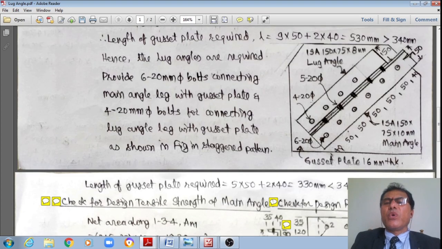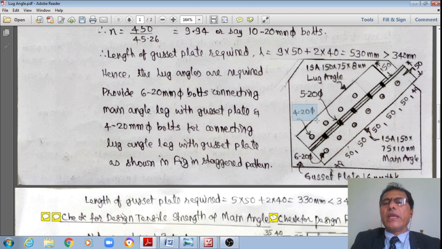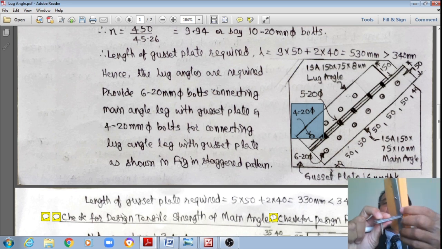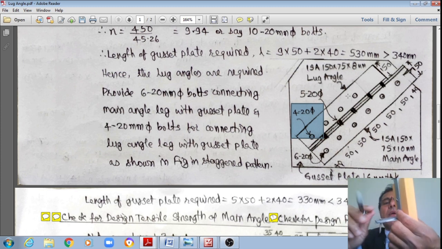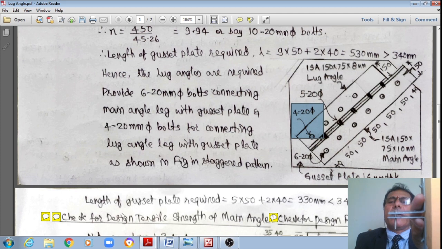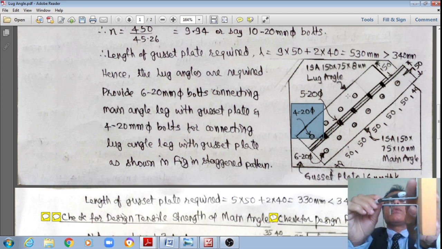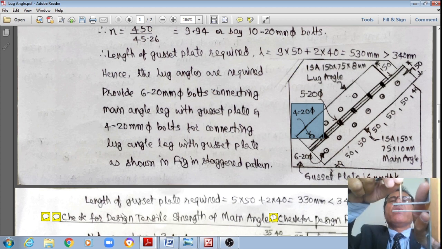Therefore, just now I got, provide 20 mm dia bolts, like this, 1 2 3 4, connecting the connected leg of the lug angle to the top of the gusset plate, student, like this here. Whereas also provide 5 bolts connecting the outstanding leg of the main angle to the outstanding leg of the lug angle. These 5 bolts are required, as shown in the figure.